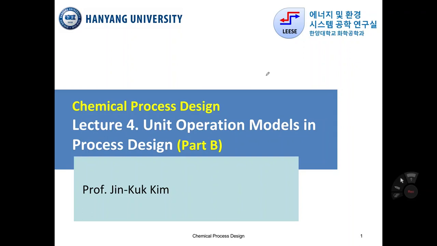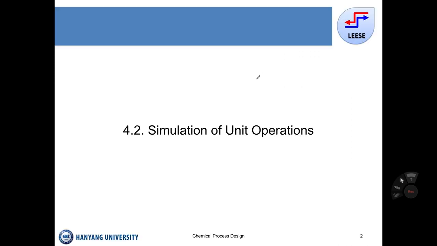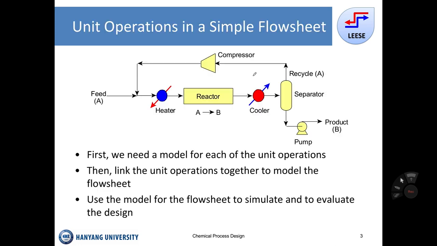This is the second part of lecture 4, which is related to unit operation modeling and process design. In these sections, we are looking at how to model unit operation and then how to simulate the overall process in an integrated manner. So we are not just looking at one single unit operation. We want to look at how we can integrate the overall process and how to see the performance of the overall process in the context of chemical process design.